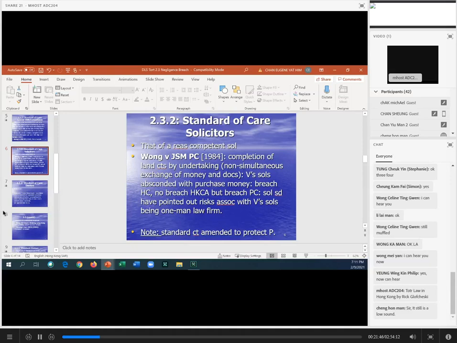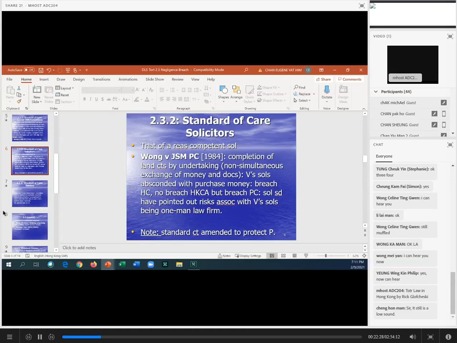What do you mean by undertaking? It means a promise. It's a promise by the vendor solicitors to pass over the title deeds, but sometime after having already received the balance of the purchase price. And so there is a danger there, of course, that the vendor solicitors have got the money before the title deeds are passed to the purchaser. And this is what happened in Wong and JSM. The vendor solicitor did abscond with the money, and the extra risk involved was the fact that the vendor solicitor's firm was a one-man law firm, which meant what? It meant that you only needed one signature to withdraw the money.